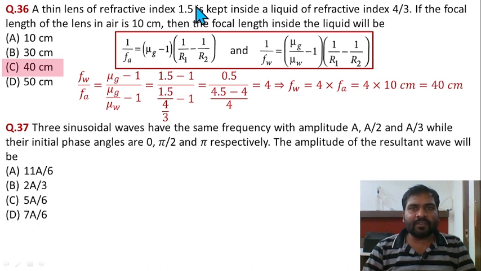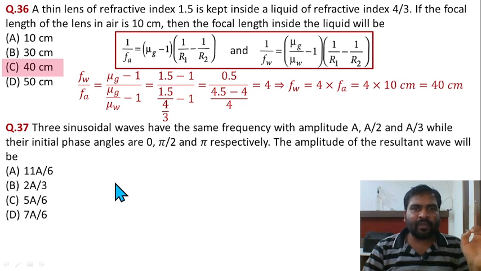Refractive index of the glass of the lens is equal to 1.5. Refractive index of water is equal to 4 by 3. The value of the focal length of the lens in water is going to be 40 centimeter. Option C is correct.